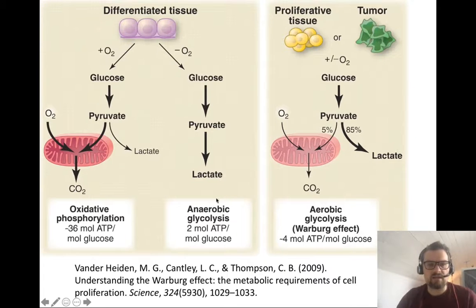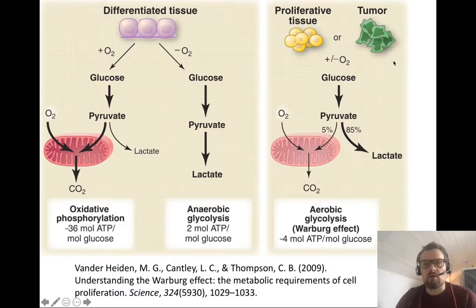And so it turns out that this is actually a signature of highly proliferative tissue, or cells that are engaged in a lot of biosynthesis. They engage this aerobic glycolysis because it is a benefit to cells in terms of biosynthesis. So it's not just tumors, it's proliferative tissue, which of course is very relevant for activated immune cells.